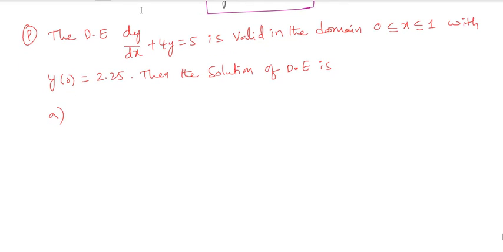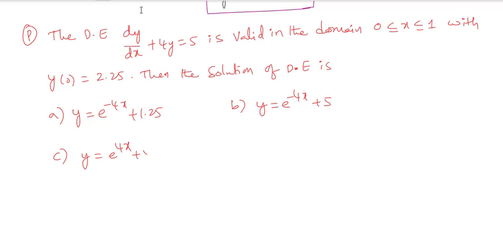Option A is y is equal to e power minus 4x plus 1.25. Option B, y is equal to e power minus 4x plus 5. Option C, y is equal to e power 4x plus 5. And option D, y is equal to e power 4x plus 1.25. So try to analyze.